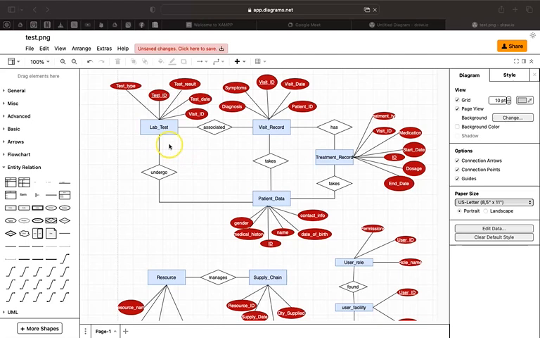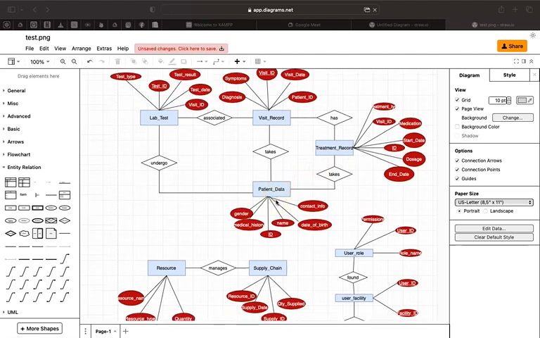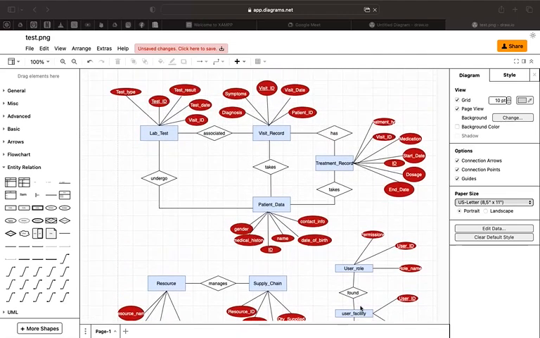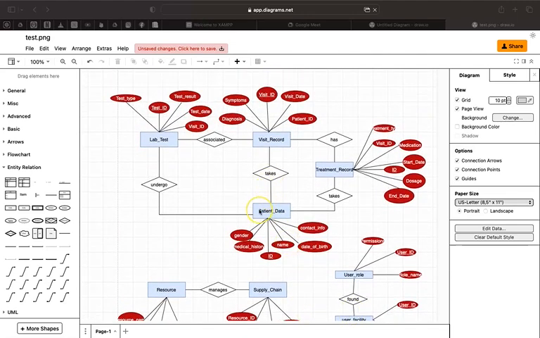The entities that we have here include lab test, visit record, treatment record, patient data, resource, supply chain, user role, user facility, and facility. We have relationships. For example, patient data is related to visit record in a way that the patient takes the visits.